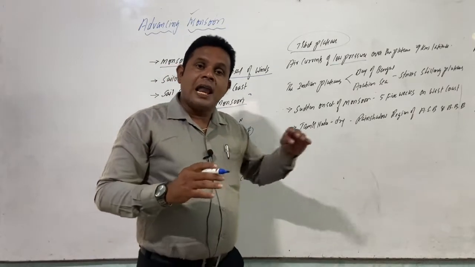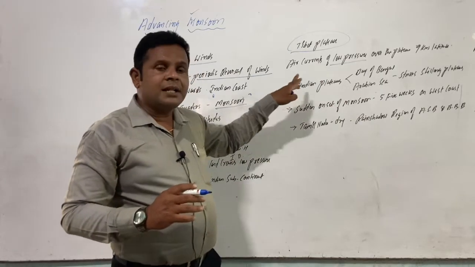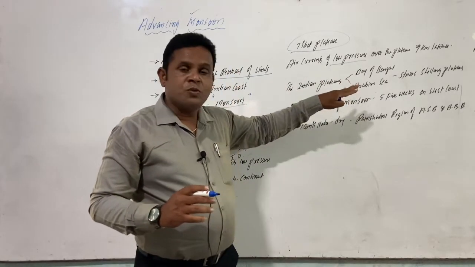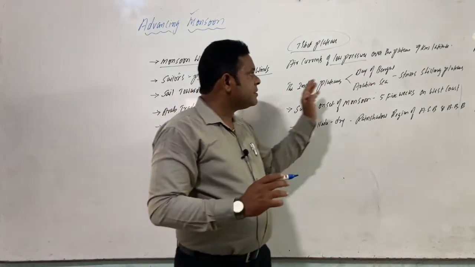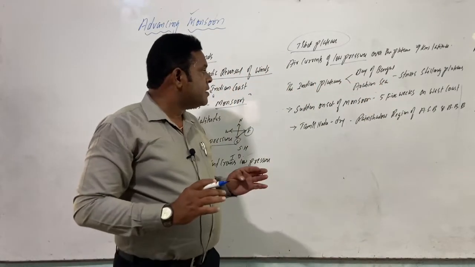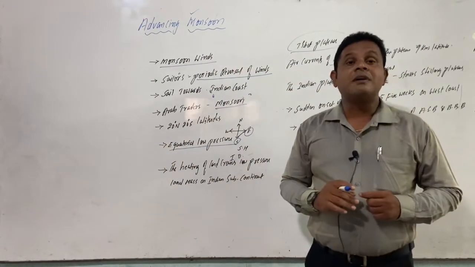Altitude is height, and latitude is otherwise called distance from the equator. And then the Indian plateau divides the two parts, the Bay of Bengal and the Arabian Sea, and strikes to the Shillong plateau. So these are the things we are going to notice in what we call the advancing monsoon.